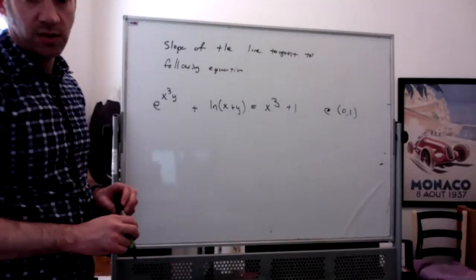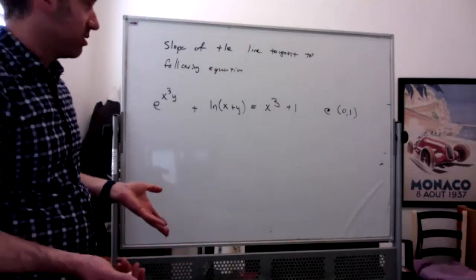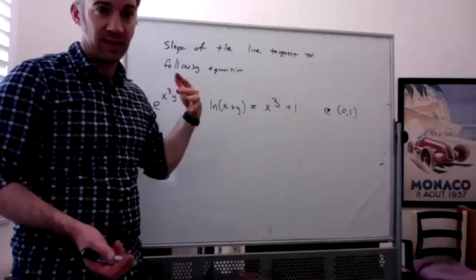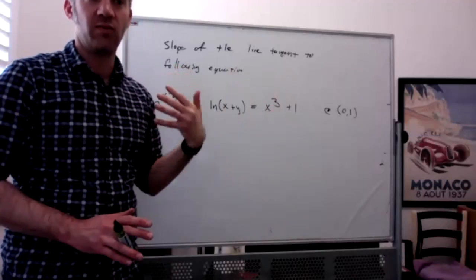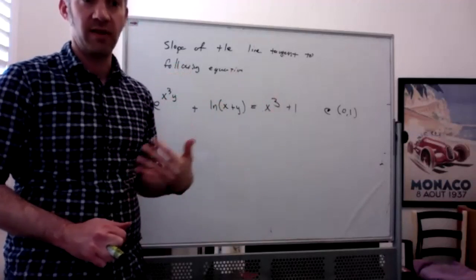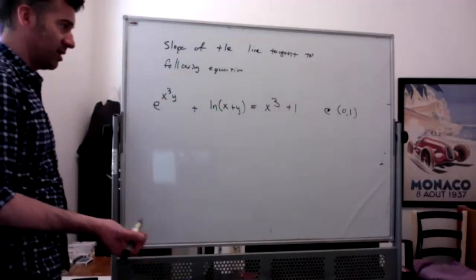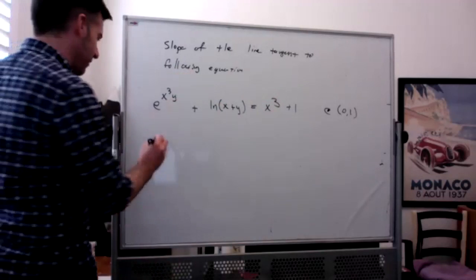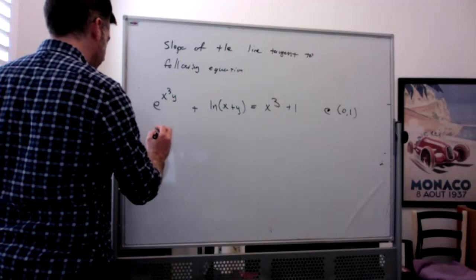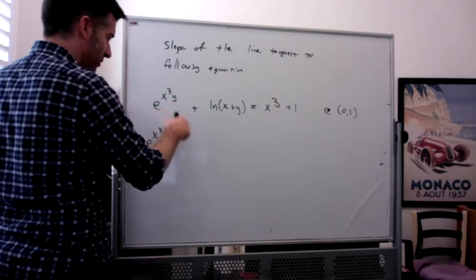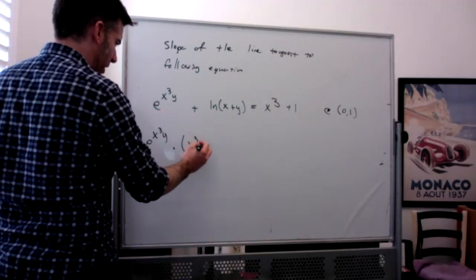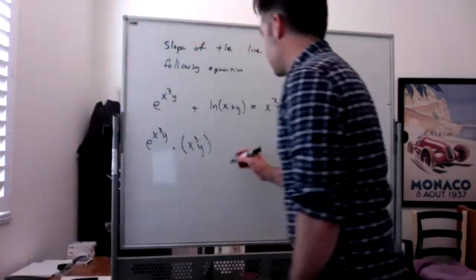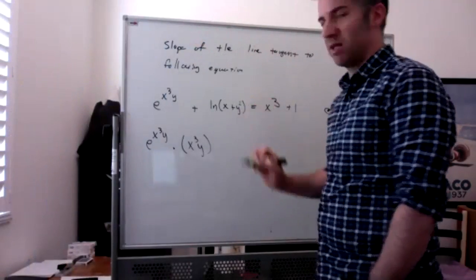Okay, so I want to find the equation of the tangent line. And if your equation is written like this, where you've got x's and y's mixed together, the assumption is we have to use implicit differentiation to find the derivative. So I'm going to differentiate this thing. Okay, so what's the derivative of e to the stuff? The derivative of e to the stuff is e to the stuff times the derivative of that stuff, which I'm just going to write as x cubed y for the moment. And I'm actually going to change this to y squared just to make it a little more interesting.